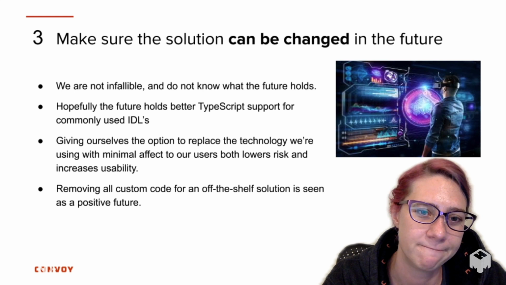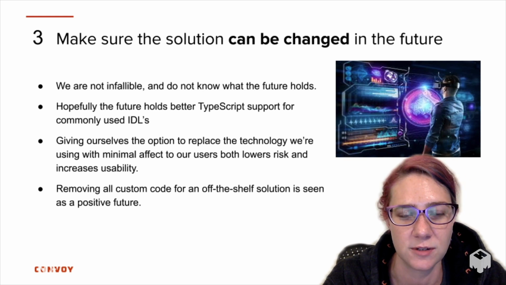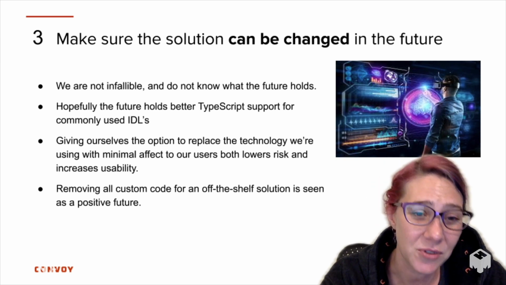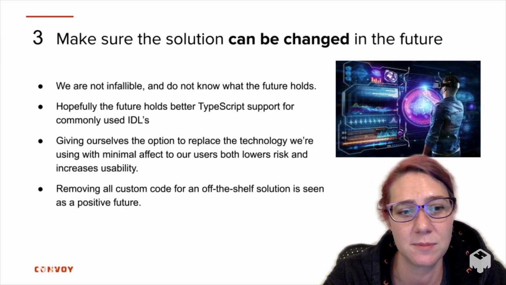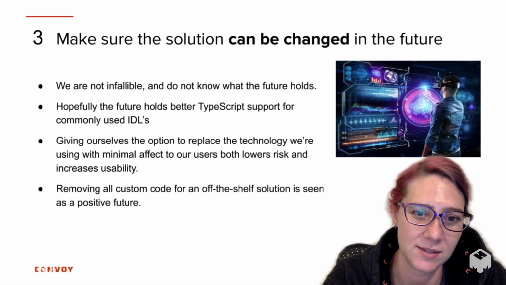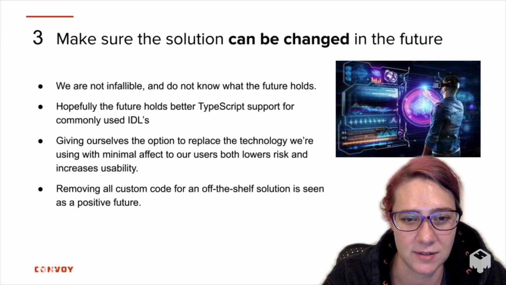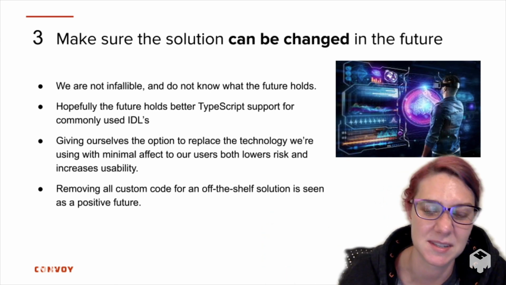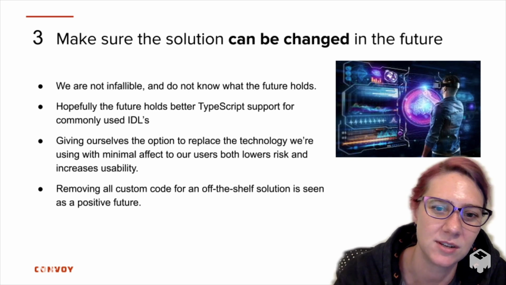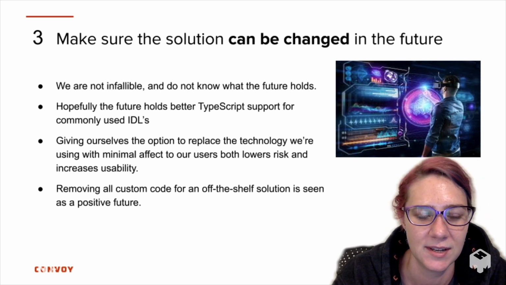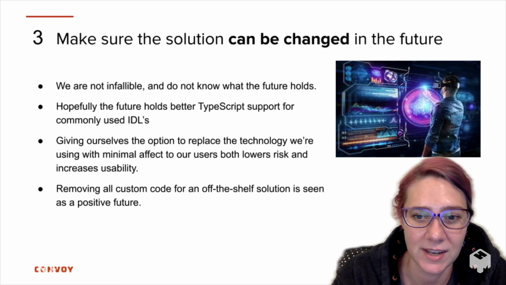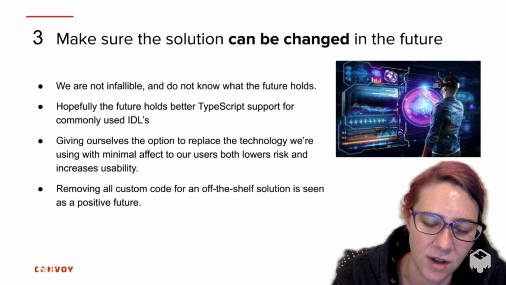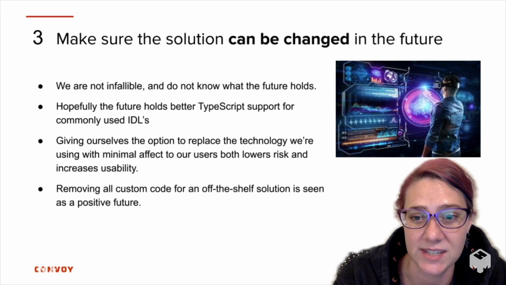And then 3, make sure the solution can be changed in the future. We accept that we're not infallible. We don't know what the future holds. Hopefully, it means a much better TypeScript support system for commonly used IDLs. We wanted to give ourselves the option to say, you know what? Support out there is awesome. Let's grab something that somebody else is using instead of continuing to use something that we've created ourselves. So in this decision, removing any custom code that we create to make this work for us now and replacing it with the off-the-shelf solution is seen as a positive future for us.